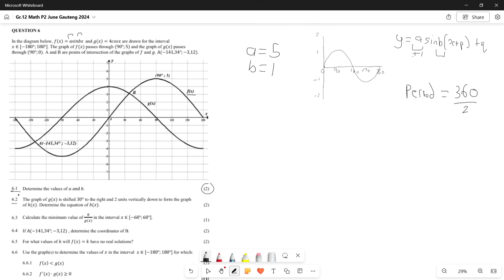And then 6.2 over here says the graph of g of x is shifted 30 degrees to the right and 2 units vertically down to form the graph of h of x. Determine the equation of h of x. So a cos graph over here, the standard form is something like this, starting with half a crest at 1, going down for a full trough, and then having the other half of the crest on the side. This is also at a maximum of 1 and a minimum of -1, and then we have 0 degrees here, 90, 180, 270 intersecting there, and then 360 degrees at our maximum for 1 again.